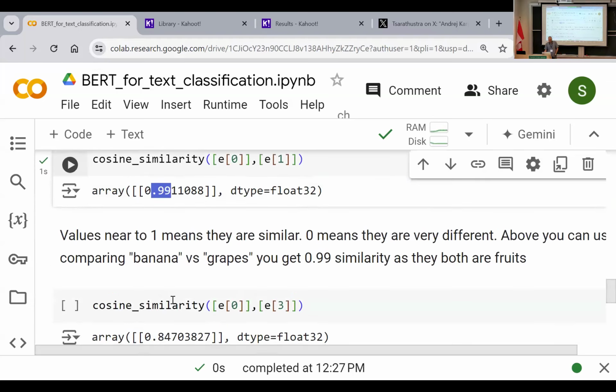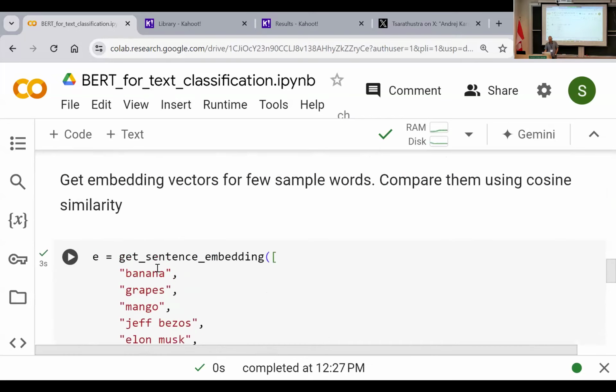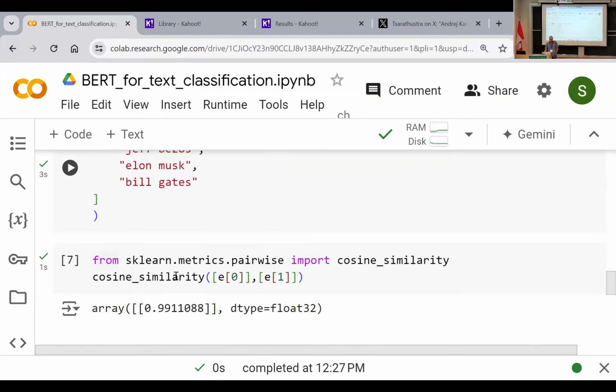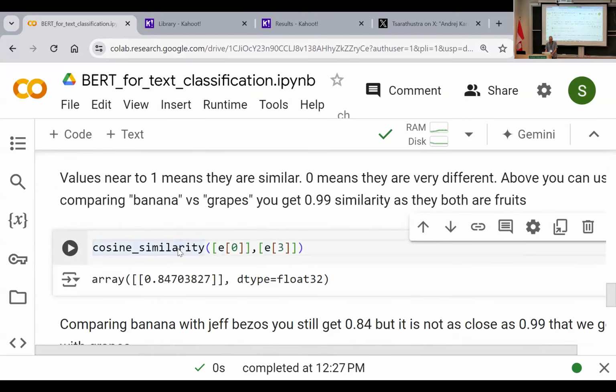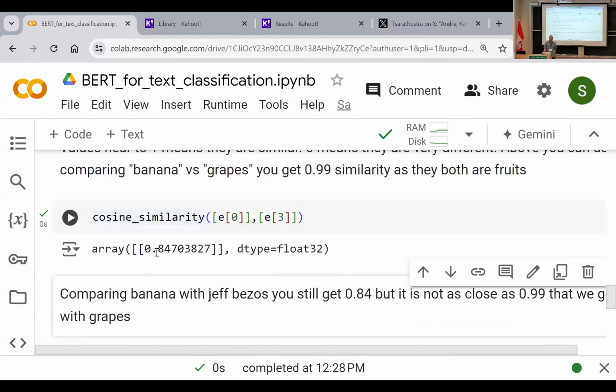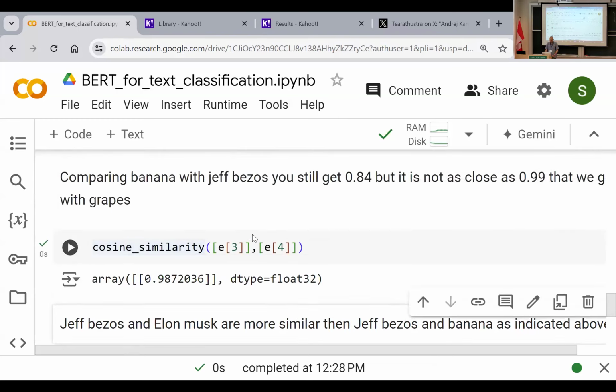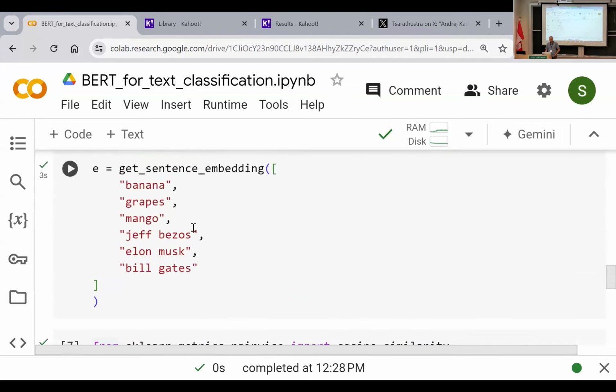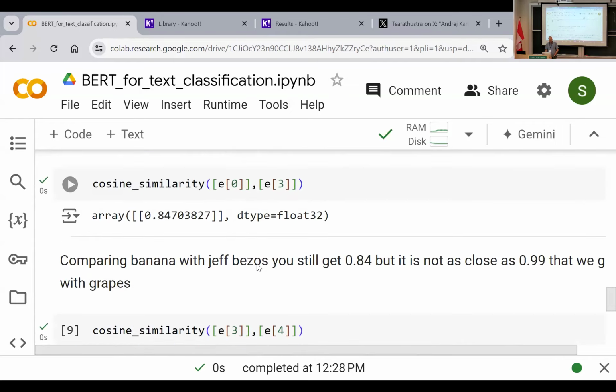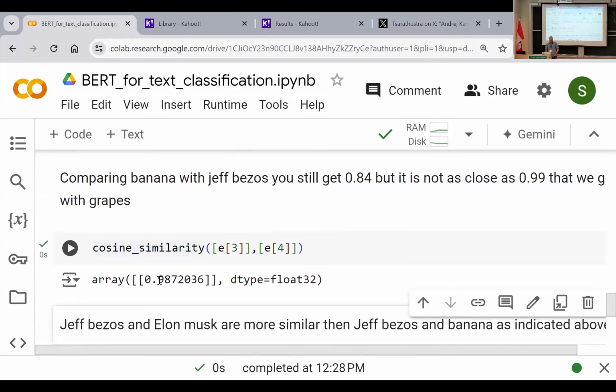And what about similarity between banana and Jeff Bezos? Let's try that. This is the similarity, 0.84. So they are not totally dissimilar, but less similar than grape and banana. And similarity between Jeff Bezos and Elon Musk, 0.98. Why are they similar?